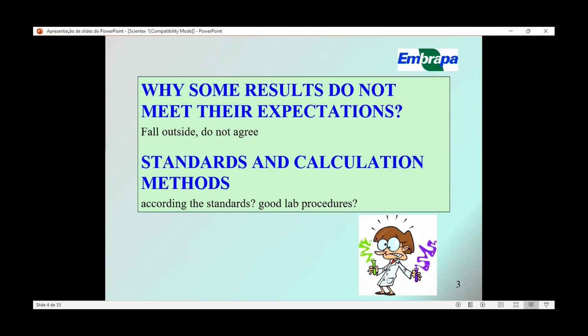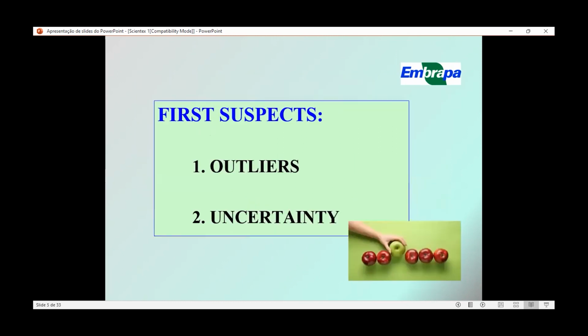Thus, we also ask, have the results been calculated according to the standards? Have they been acquired by good laboratory procedures? Have the calculations been verified? These questions need to be answered, and we have to study laboratory conditions. And as we have this type of results, the first suspects are outliers or uncertainty, a big uncertainty.